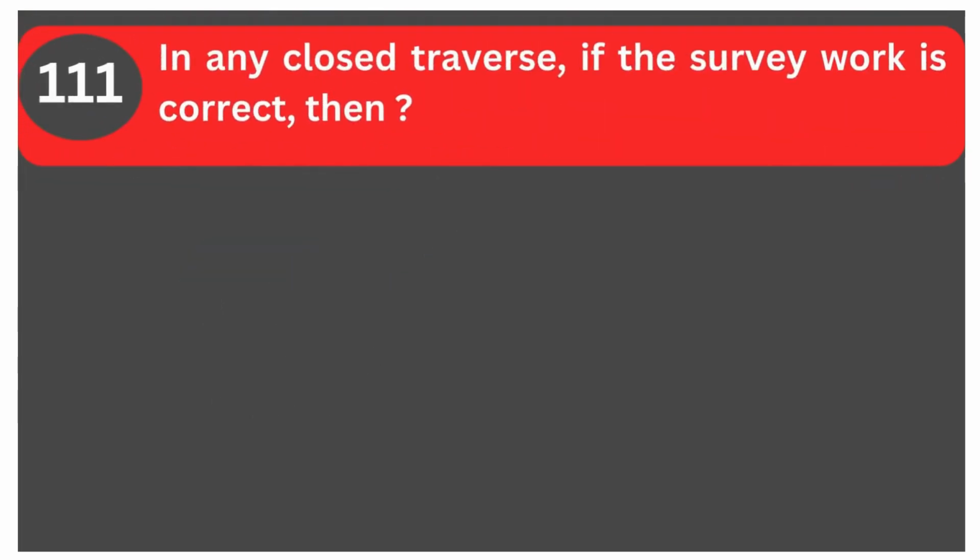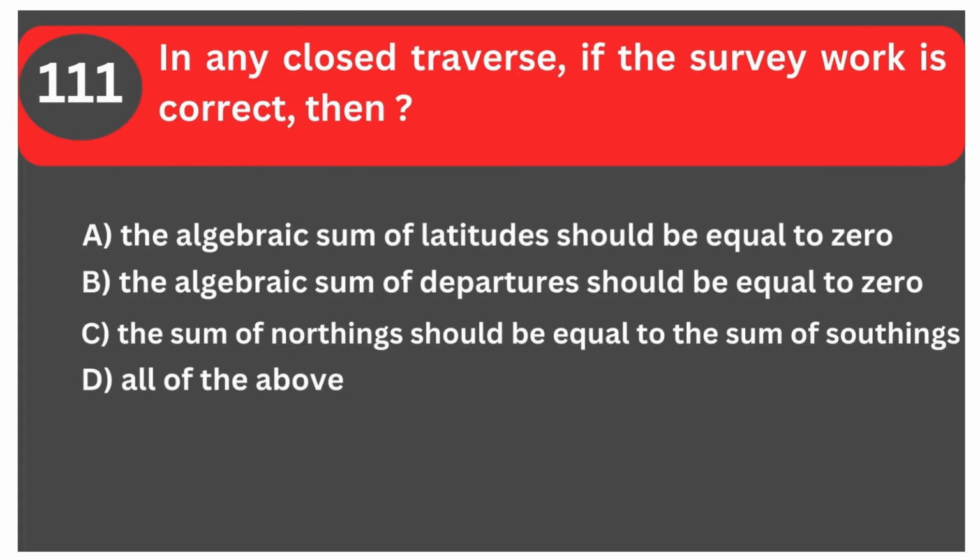In any closed traverse, if the survey work is correct, then. Options: A. The algebraic sum of latitudes should be equal to 0. B. The algebraic sum of departures should be equal to 0. C. The sum of northings should be equal to the sum of southings. D. All of the above. Answer D. All of the above.